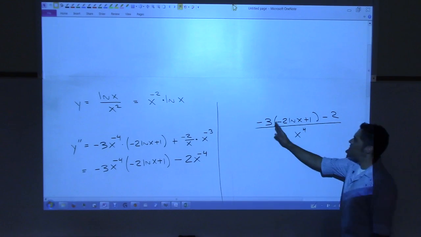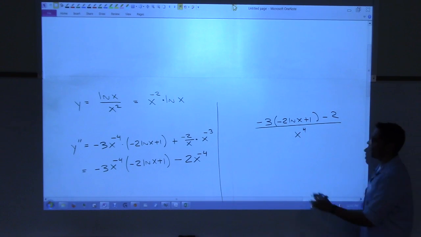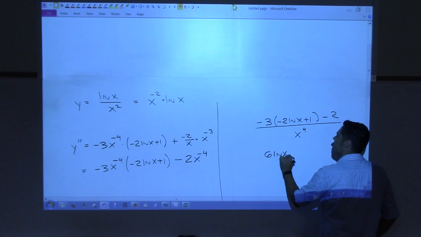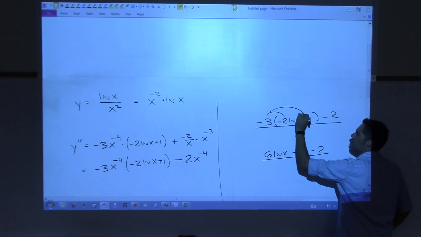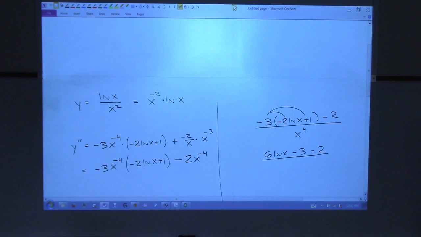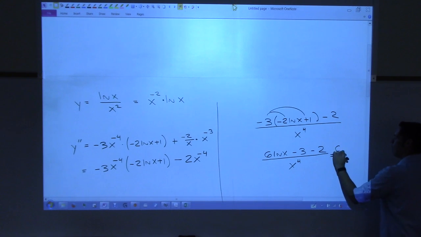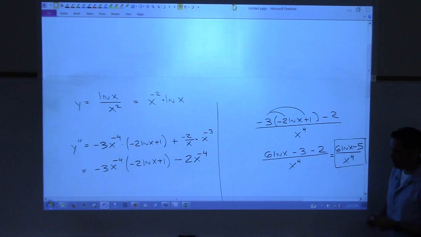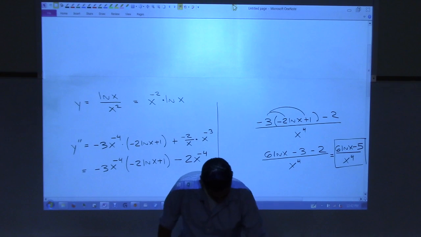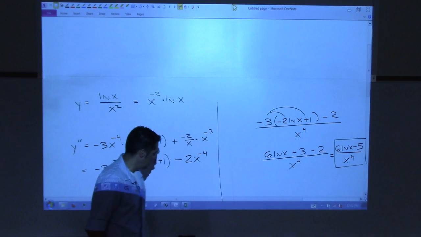And then I could distribute this negative 3 through, right here and right here. So I could get something like 6 natural log x minus 3 minus 2, so when I pass that through, over x to the 4th. I want you to try and make your answers look like the back of the book. There are so many different ways to do it. Yes, I agree. This was number 42.